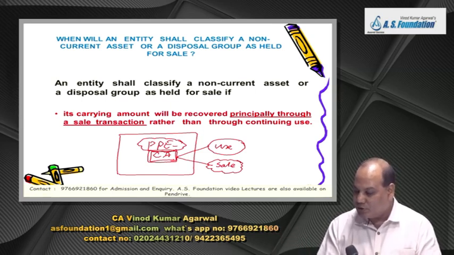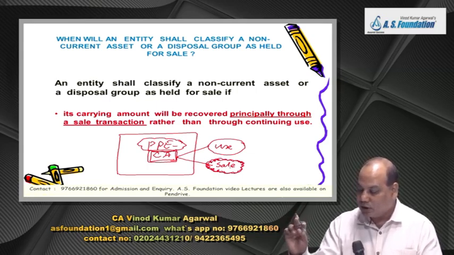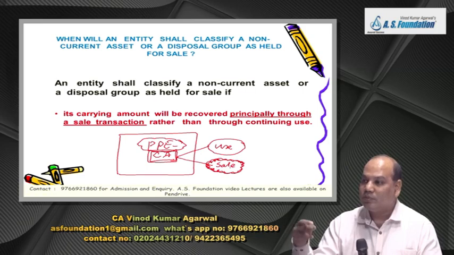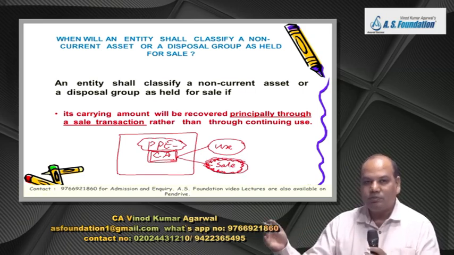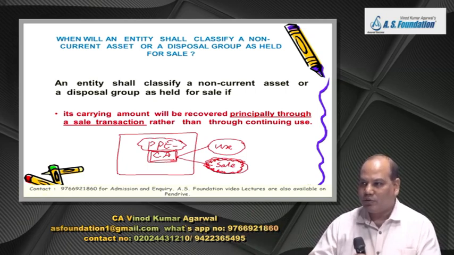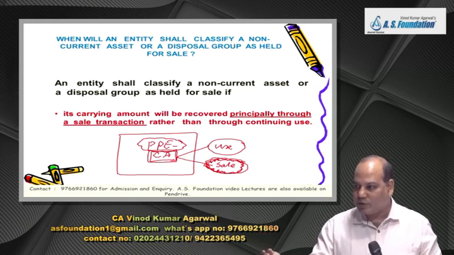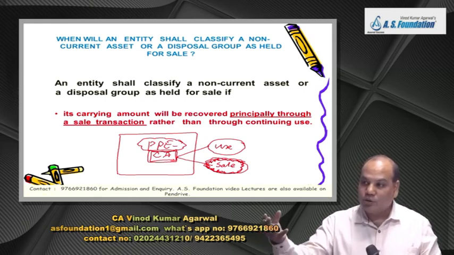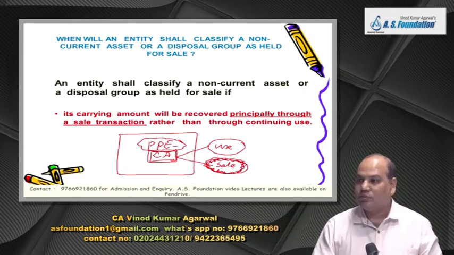Now what do you mean by principally recovered? That means the company wants to sell it. Management has taken a decision. They are actively looking for a buyer. They are willing to sell this asset at the market value today, not a very high expectation. Whatever is the ongoing market price for this, they are willing to sell, and they are not going to change their plan of sale also. But till it is sold, can it be used till it is sold?